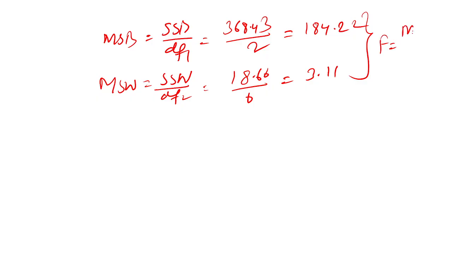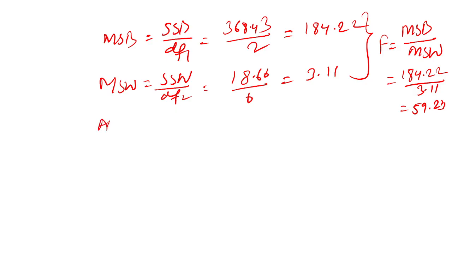So now we'll go with the F statistic. F value is MSB by MSW, 184.22 by 3.1. How much will come? 59.3.